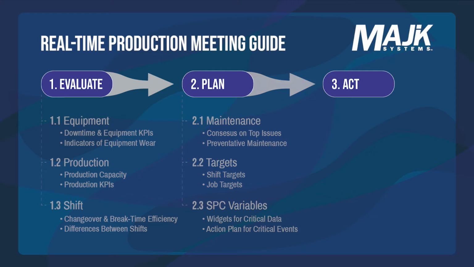During the production meeting, it is important to decide what real-time information team members will need access to, and when they should take action based on the information shown. You can quickly select and configure dashboards using MAJiK Visual Factory. Saving them is as easy as copying the URL.